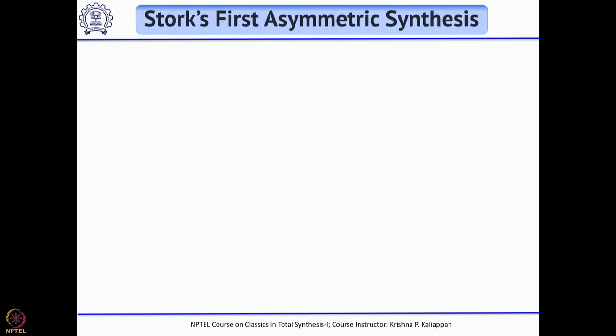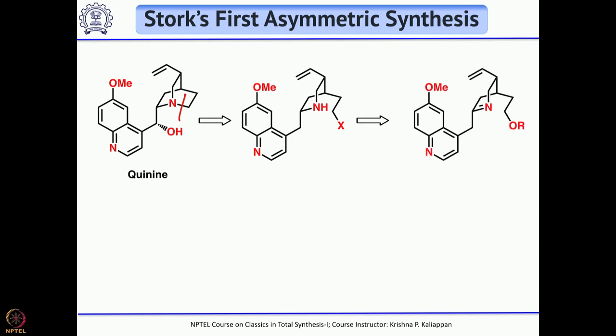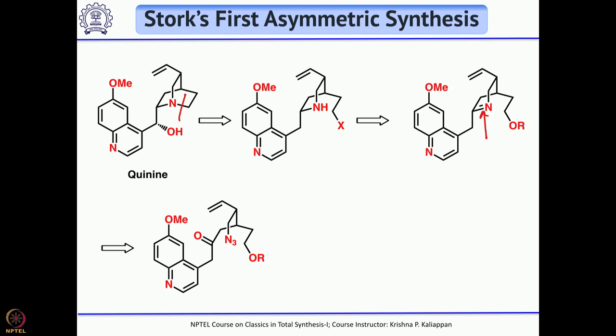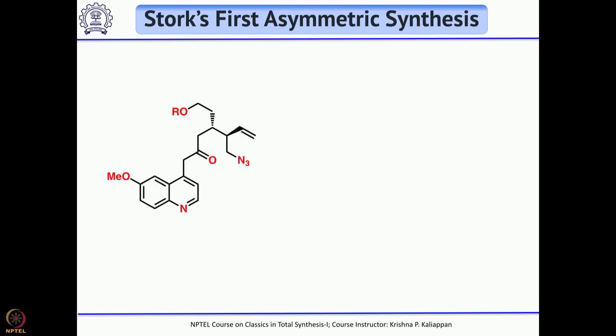So now I will quickly talk about Stork's first asymmetric total synthesis of quinine. Until then there was no report on asymmetric synthesis, though there were many racemic syntheses known. The first key step was the SN2 substitution. Then this can be obtained by the reduction of the corresponding imine. This imine can be obtained from the ketone and azide. So in the reaction, the N3 you can reduce to NH2, that will automatically form an imine by reacting with the ketone.